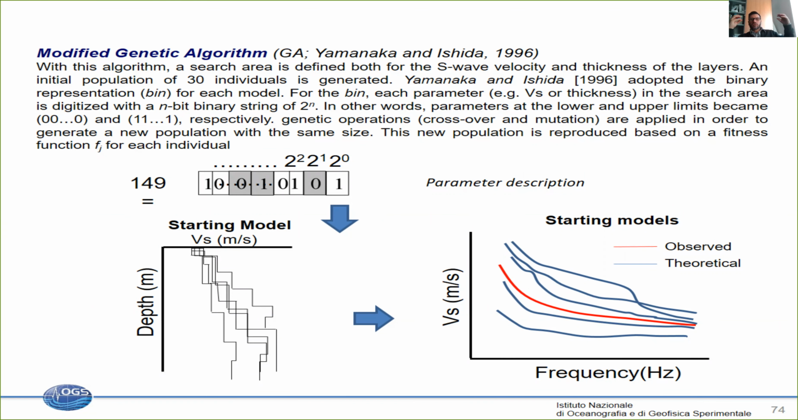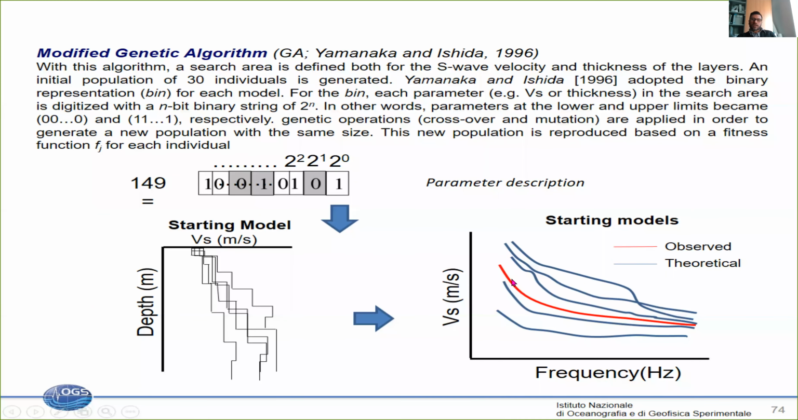And so this is our gene, let's say, describing the model, sort of ones and zeros following each other. For each one of these models that I described in this way, I calculate a theoretical dispersion curve. Just imagine these blue curves are the dispersion curves, or can be the H over V, for each one of these black models.